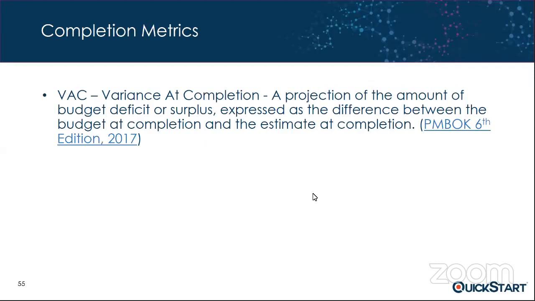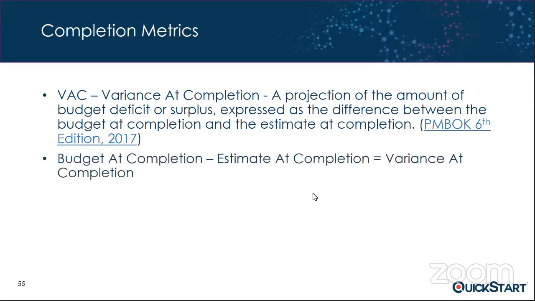So variance at completion is a projection of the amount of surplus or deficit when you get to the end. If we have those two numbers, our original plan was 56, our current plan is 68. By simply doing the subtraction here, we can see that we're going to be over. Again, it's 12.7, but add your zeros, we're going to be over budget when we get to the end by $120,000. Not good.